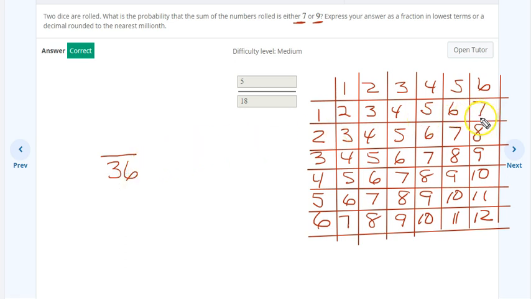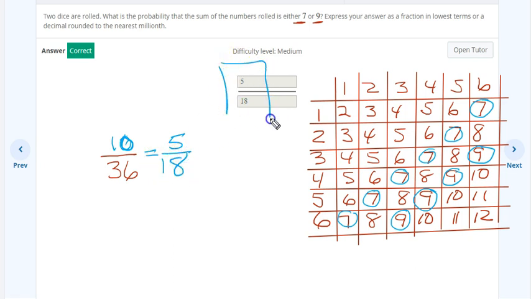Now, you might be able to figure it out without making a chart, but a chart makes it so much easier. We want to have 7s. Well, there's 1, 2, 3, 4, 5, 6. And we want to have 9s. 6, 7, 8, 9, 10. So this will be 10 out of 36. We can take a 2 out of each one. You always want to reduce to lowest terms. This will be 5 out of 18. And this person had it correct.